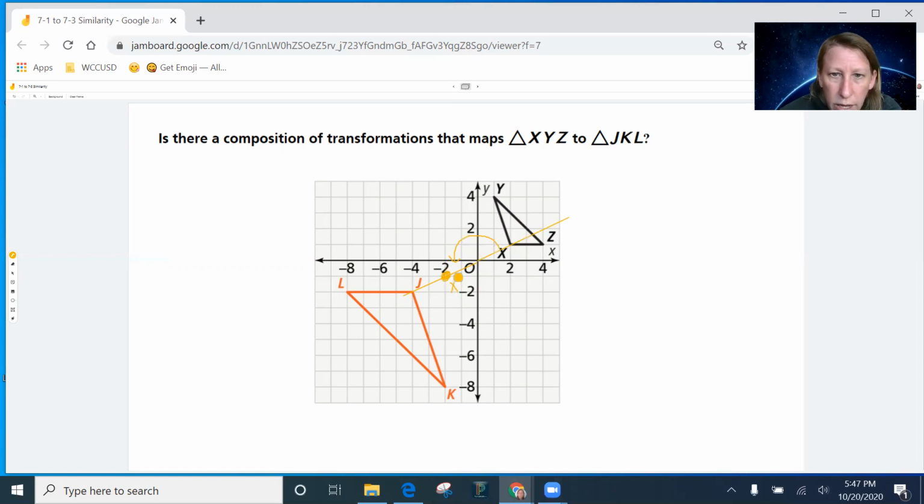This is going to be X prime. And remember, we're trying to get X to match up onto J, and it's getting closer. Okay, so if I rotate this whole triangle 180 degrees, where is it going to land? I'm going to do the same thing with Z. So I'm going to do another ray out to there. And I'm going to extend it so it's a straight line out to there.